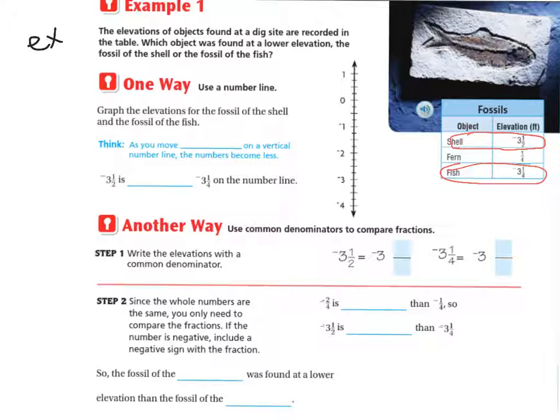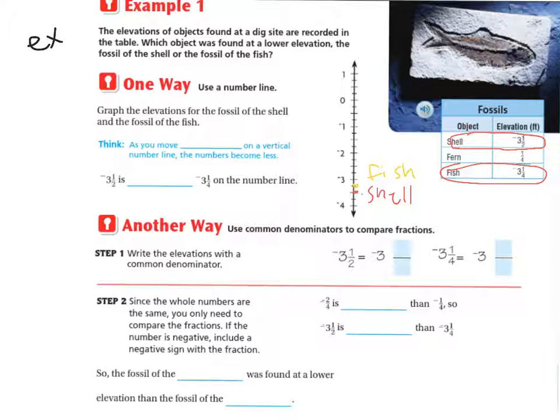So let's go ahead and do the first way. One way is to use a number line. We're going to graph the elevations for the fossil of the shell and the fossil of the fish. So the shell would be -3 and 1/2. So we go down to -3 and then a little bit further, to -3 and 1/2, and that is going to be the shell. I'm going to switch colors here. And the fish was -3 and 1/4. So I'm going to go down to -3 and a fourth of the way down would be the fish.